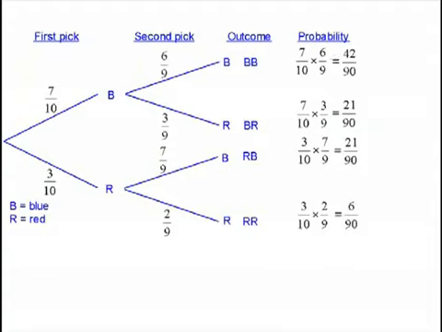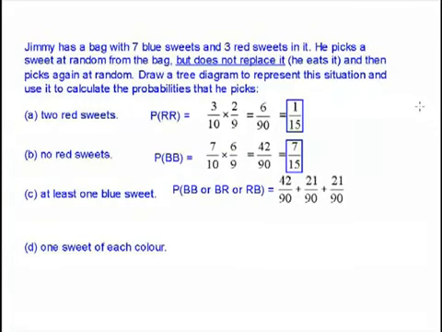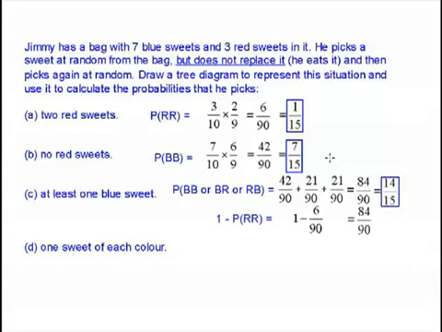At least one blue sweet. Well, that's got a blue, that's got a blue, that's got a blue. So we add those 3 together and see what that gives us. 84/90, 14/15. But if you remember, there's another way, because the only one that we haven't got in this list is the probability of 2 reds. So if we take that away from 1, we'll get our answer a little bit quicker. 1 minus 6/90 is 84/90, which is 14/15.